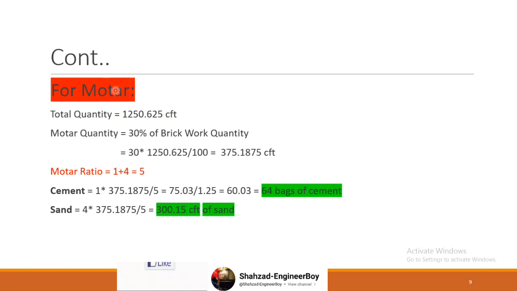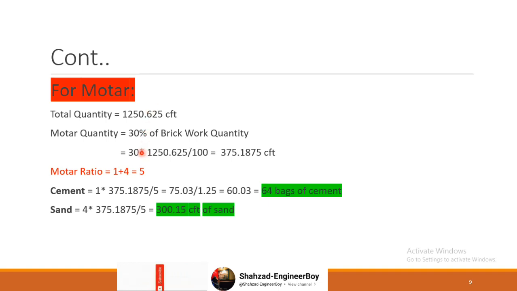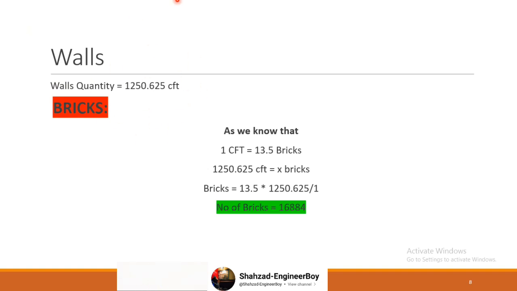And same for mortar. As we know that this is the wall quantity, the mortar you will be needing for this brickwork will be 30% of this quantity, as you all know. So 30% of 150.625 will give you 375.1875 cubic feet. The mortar ratio is given in the specification drawings. Cement is contributing 1, sand is contributing 4. Same old procedure, just do it and you get the quantity of 54 bags of cement and 300.15 cubic feet of sand for the walls in which brickwork will be done.